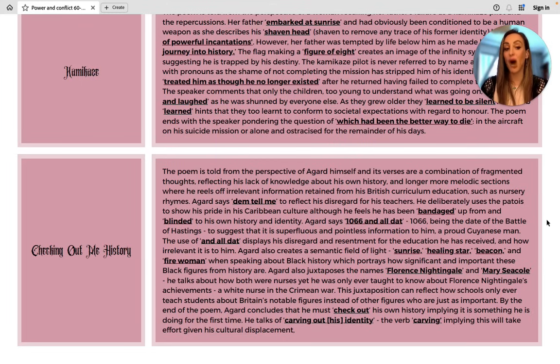And he talks of carving out his identity, the verb carving implying that this will take effort given his cultural displacement. So there you have it, all 15 poems. I hope that was useful and a relatively quick summary of the entire Power and Conflict Poetry Anthology.